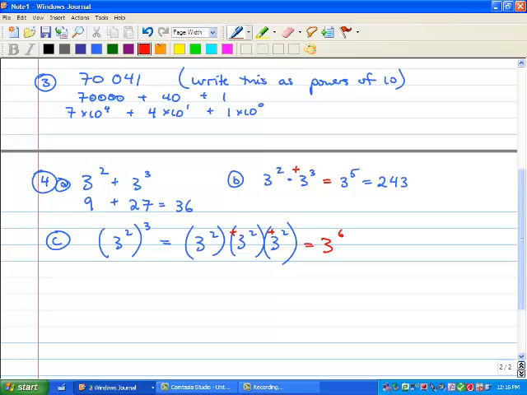Well, there's actually an easier way to do this. We can just multiply our exponents, and we get 3 to the exponent of 6. And if we want to evaluate that, we get 729. All right, and let's go on to number 5.